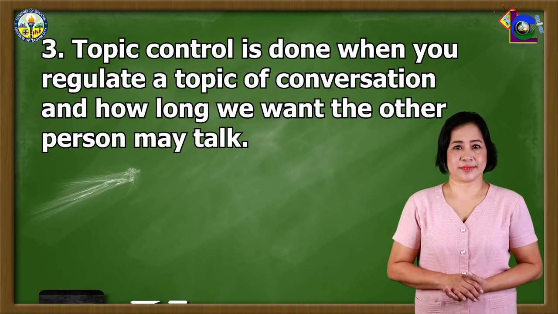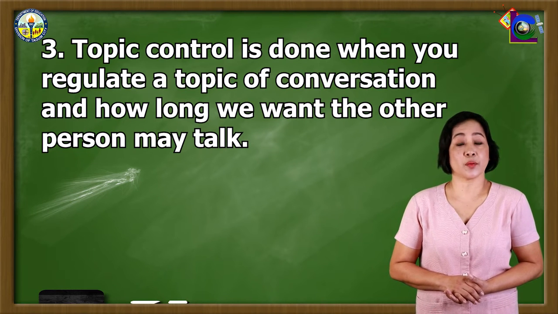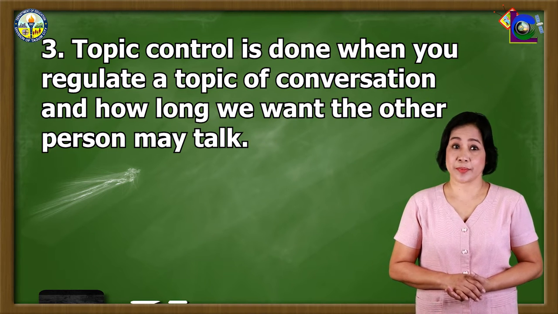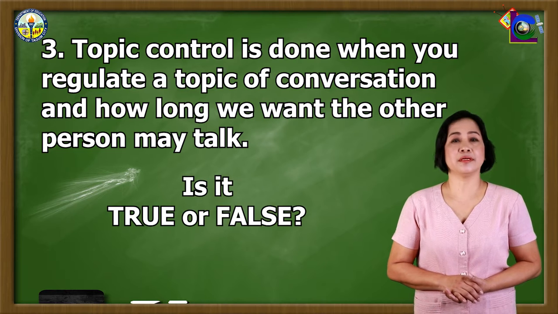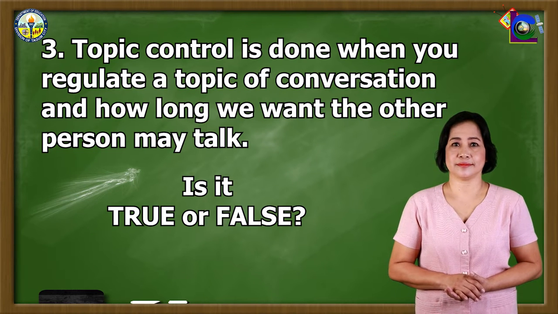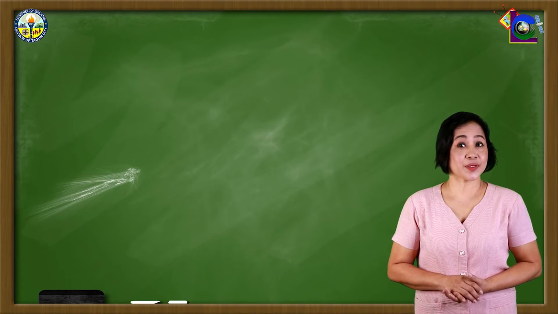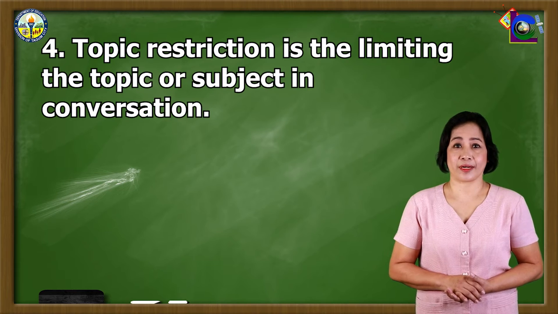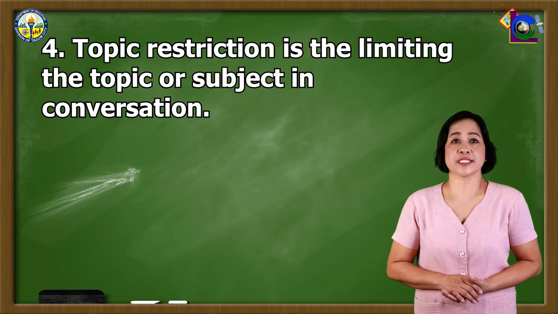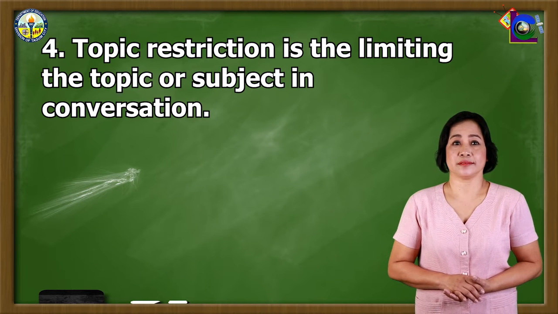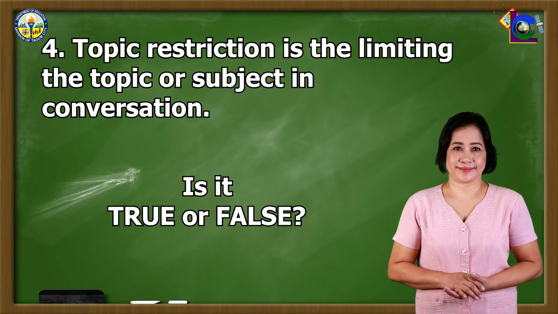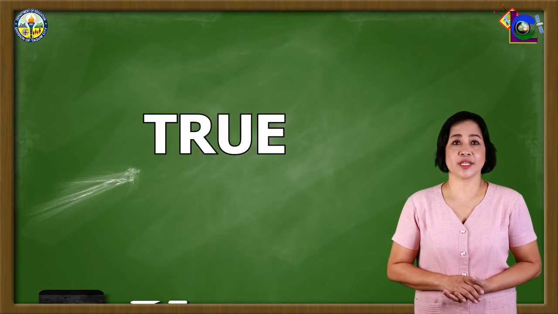Question number three. Topic control is done when you regulate the topic of conversation and how long we want the other person may talk. Is it true or false? The correct answer is true. Question number 4. Topic restriction is the limiting the topic or subject in conversation. Is it true or false? The correct answer is true.